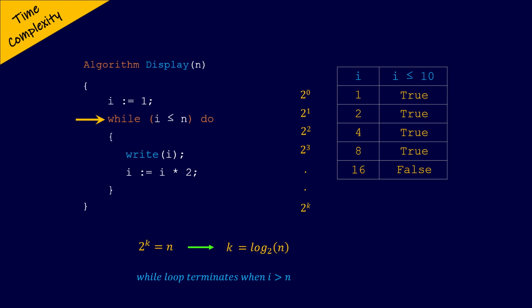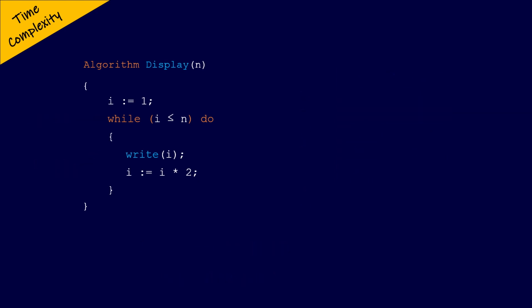Therefore, in terms of n, we say that this while loop will execute for log n to base 2 plus 1 times, and the statements within the while loop will execute for log n to base 2 times. Now, having understood that the while loop executes for log n to base 2 plus 1 times, and the statements within the while loop execute for log n to base 2 times, we will move ahead and compute the overall time complexity of this algorithm.